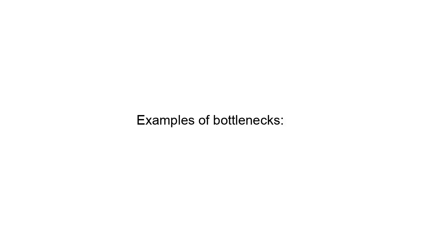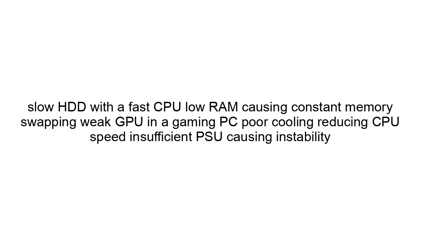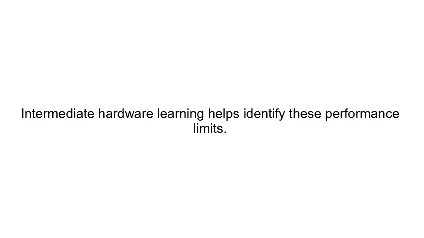Examples of bottlenecks: a slow HDD with a fast CPU, low RAM causing constant memory swapping, a weak GPU in a gaming PC, poor cooling reducing CPU speed, insufficient PSU causing instability. Intermediate hardware learning helps identify these performance limits.